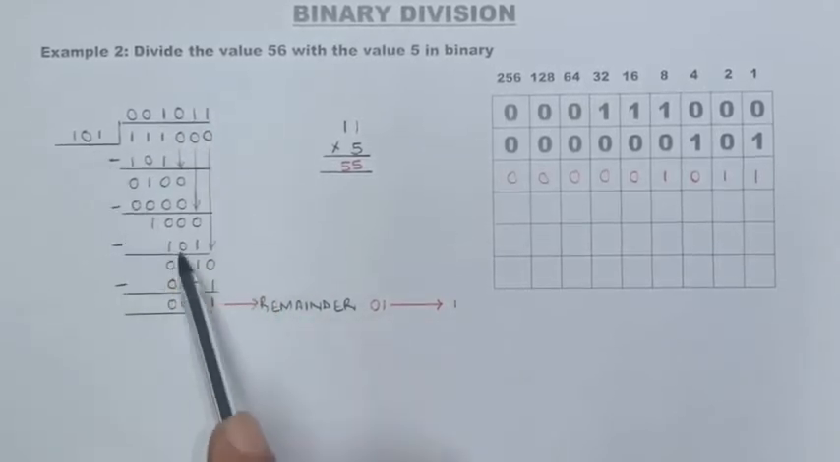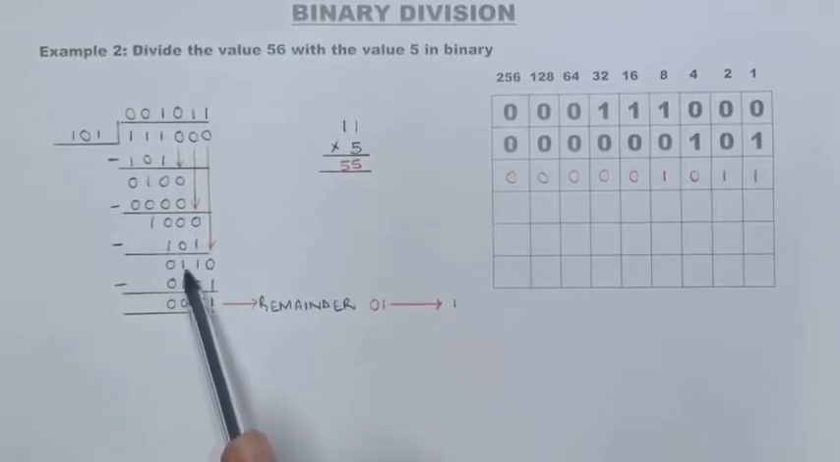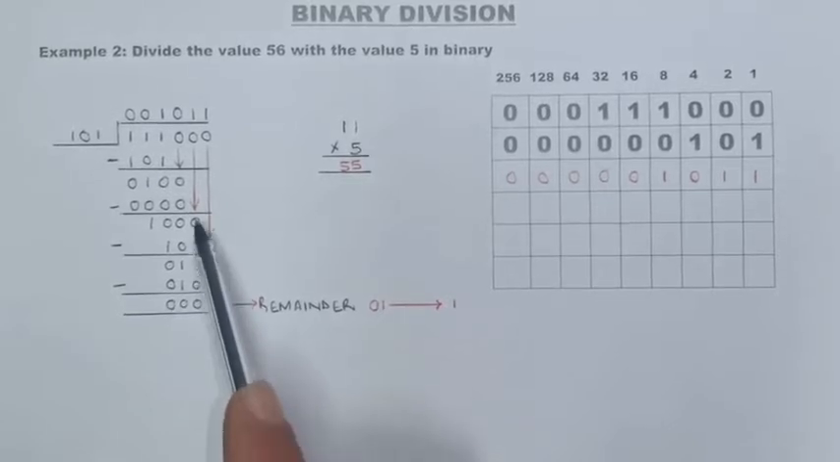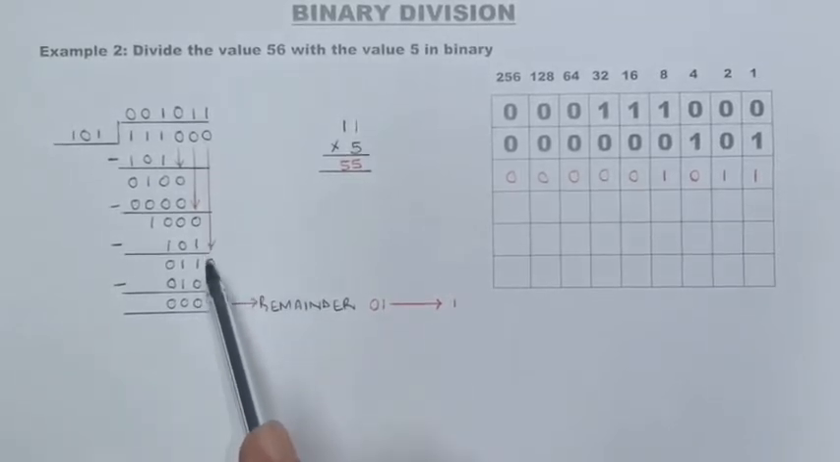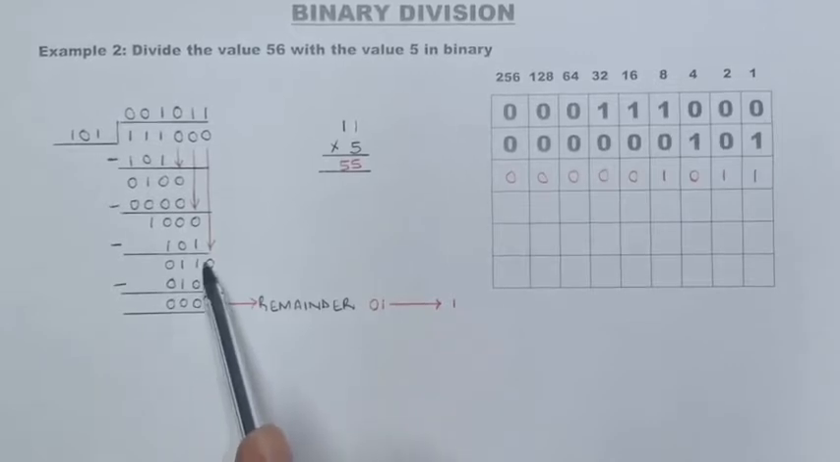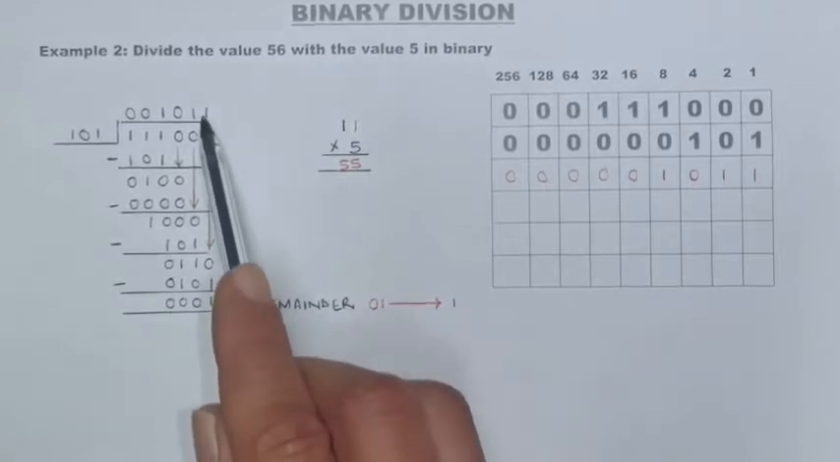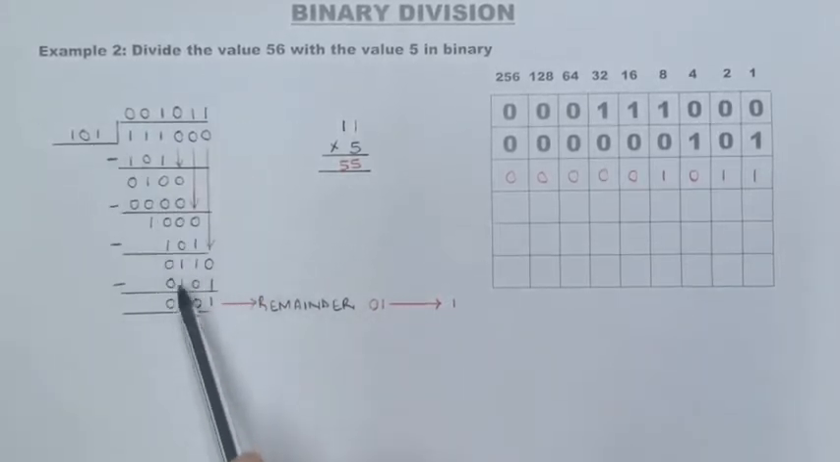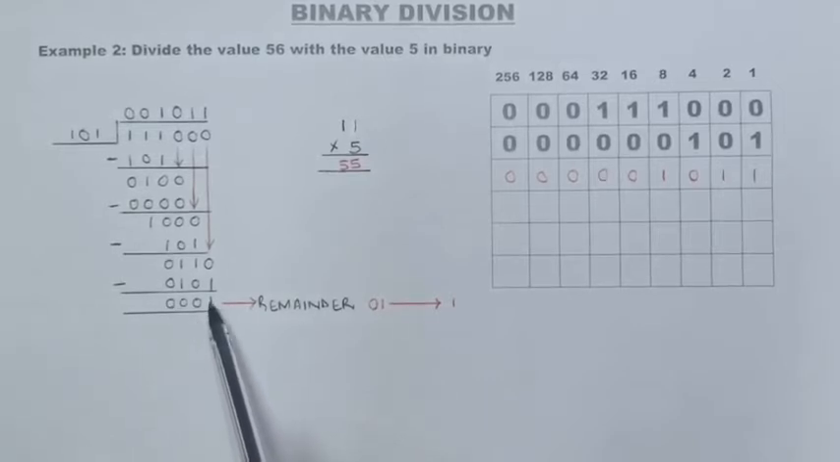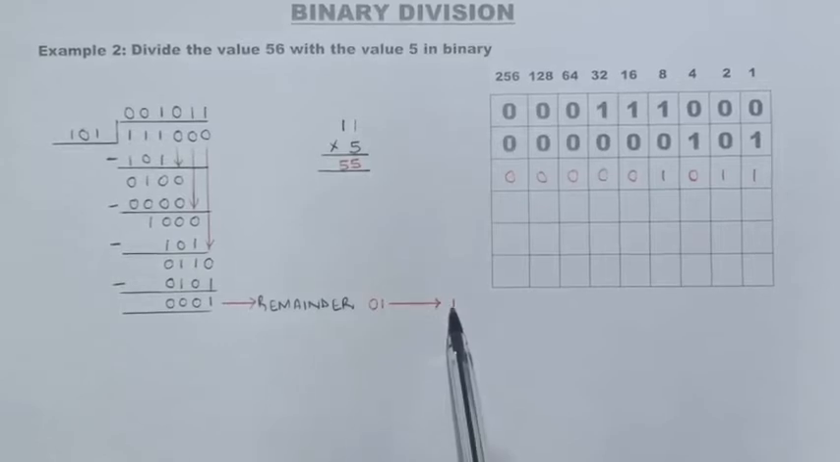1 times 5 is going to give me 5, and 8 minus 5 is going to give me 0, 1, 1, which is 3. I bring down my next digit, which is 0, so this number changes to 0, 1, 1, 0, and that's going to be 6. So 5 goes into 6 once. 1 times 5 is going to give me 5, and 6 minus 5 is going to give me a remainder of 1, which is 1 in decimal.